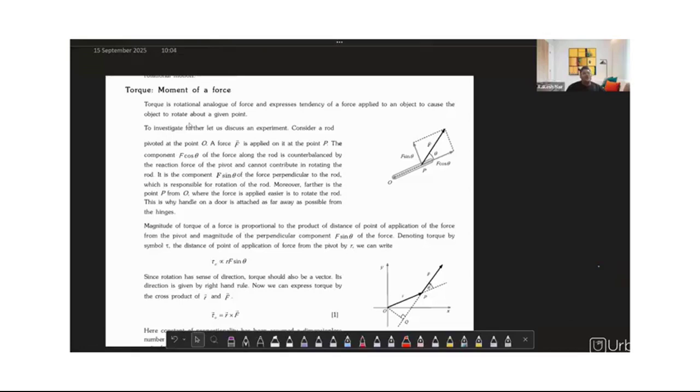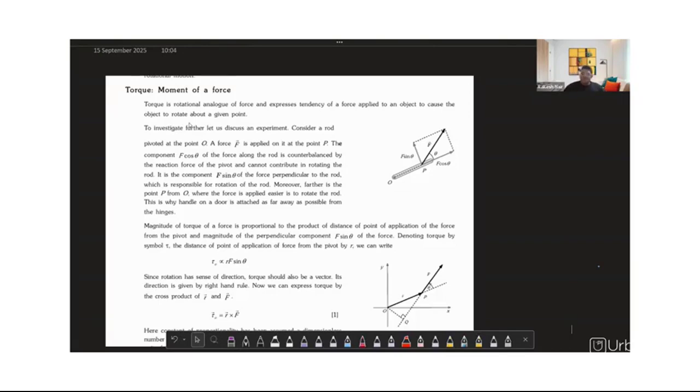Students, today we are discussing torque from the topic system of particles. And what's the topic name? System of particles and rotational motion, right? Yes.